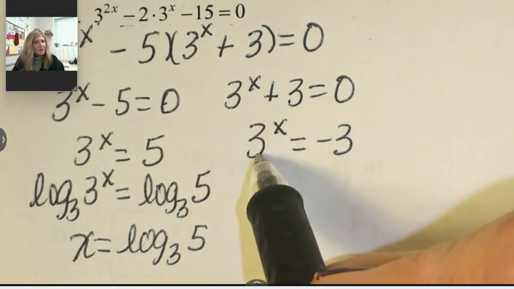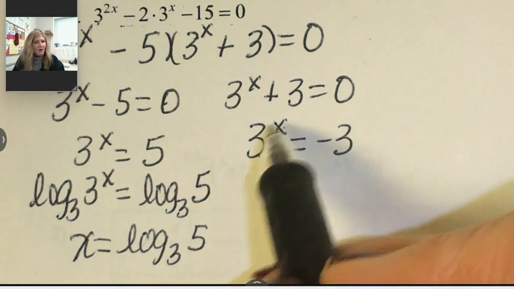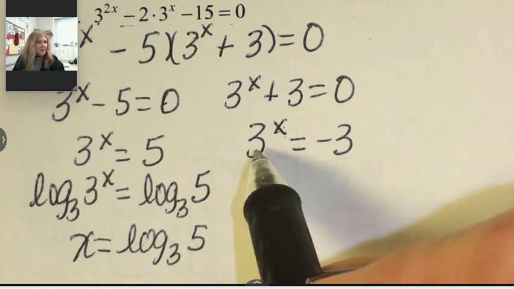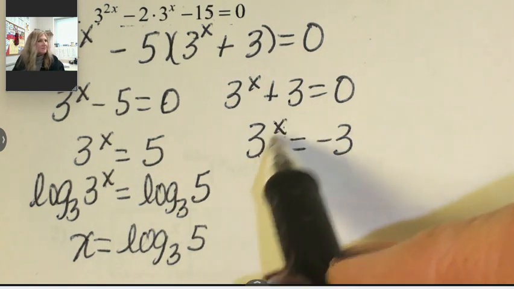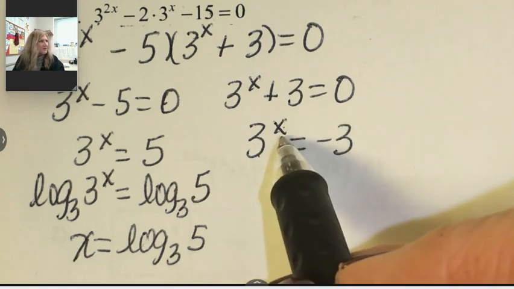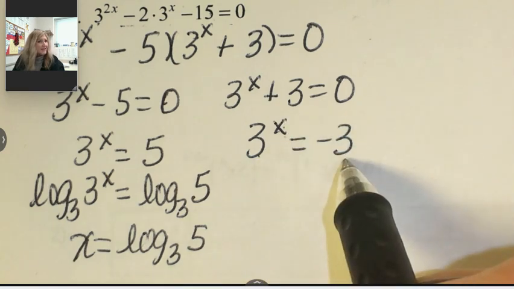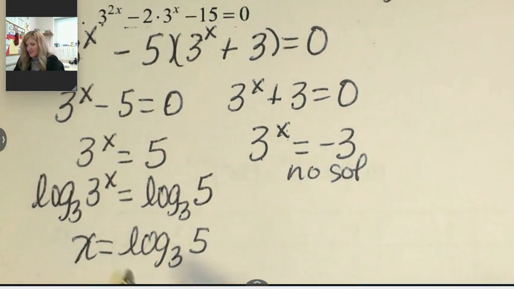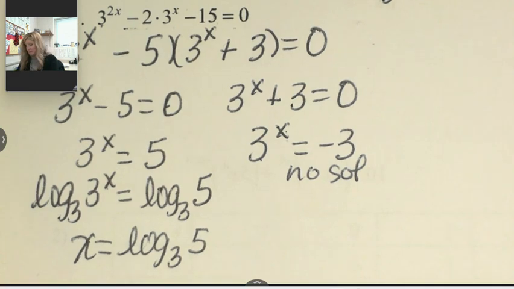What about here? Well, 3 to any number is never going to give me a negative 3. What's 3 to the negative 1? What's 3 to the negative 2? Am I ever going to get a negative? No, this has no solution over here, but that's my only answer.